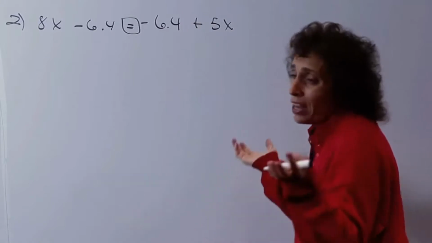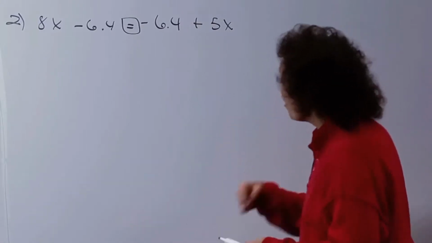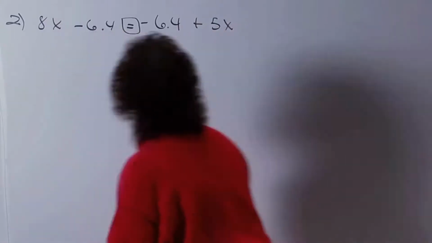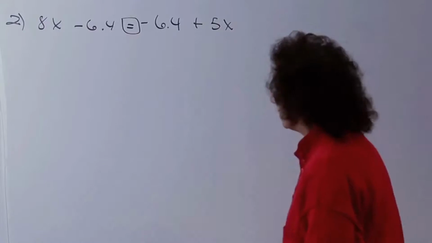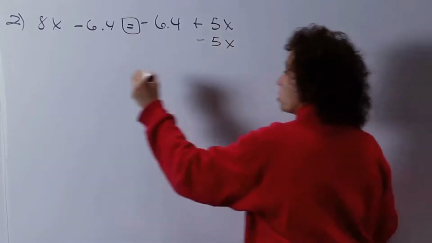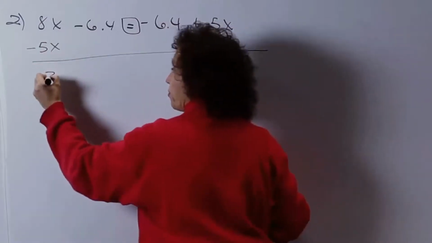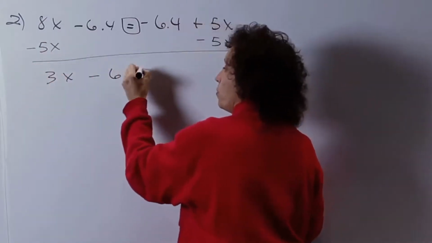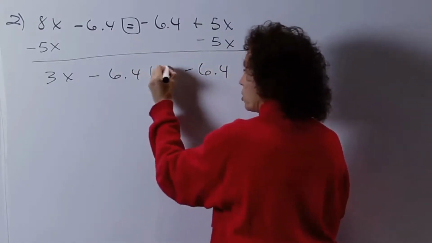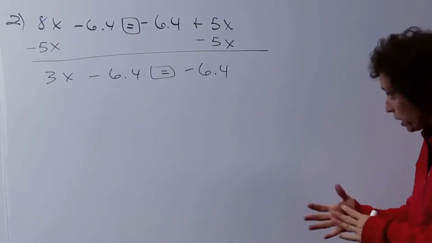Remember, this is when I can do whatever I want, except I have the pen. So I have the pen, so I'm going to move the x's. I'm going to start here and bring my x's to that side. So this is a positive 5x, so I'm going to do the opposite of a positive and make that a negative. So subtract 5x, subtract 5x. I'm going to make that 3x minus 6.4 equals negative 6.4. Again, if you like this little symbol to show the different signs, that's absolutely up to you if you want to box it in.